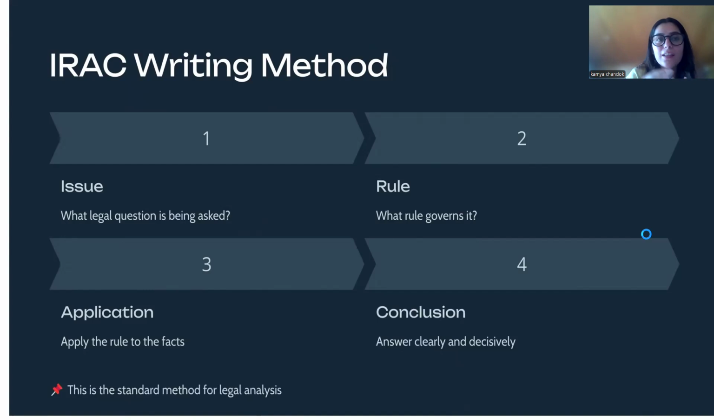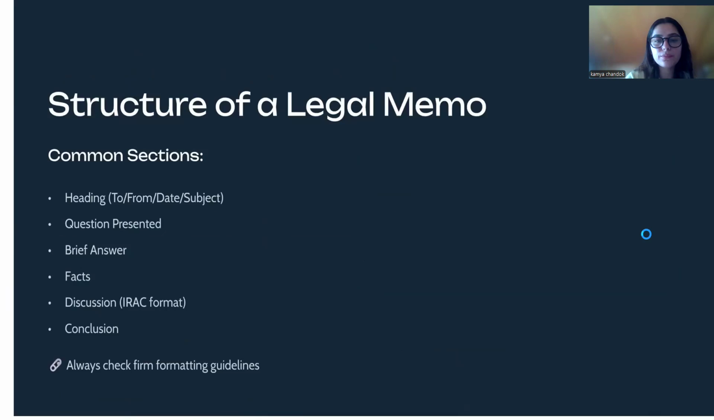And lastly is C for conclusion, which provides a clear answer summarizing your legal opinion. Using the IRAC method ensures that your writing is logical, it is persuasive, and at the same time, it is easy for the attorneys or judges to actually follow.